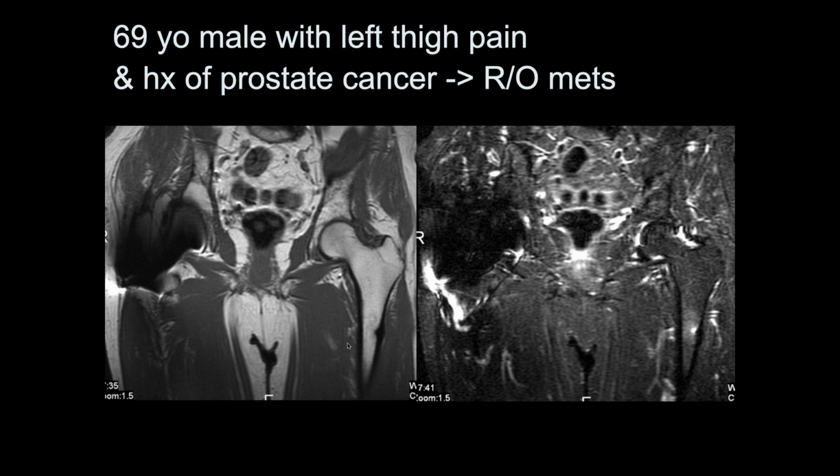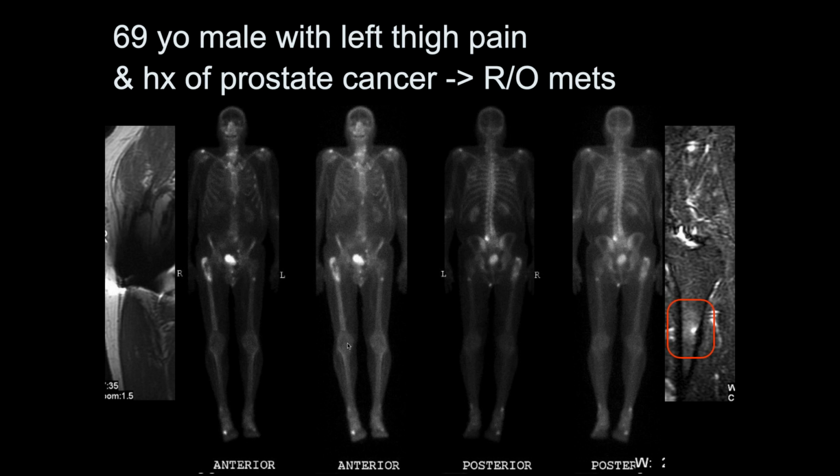Okay, 69-year-old male, left thigh pain, history of prostate cancer, rule out mets. See a right hip arthroplasty. So we see an area of bright signal on STIR, in the subtrochanteric proximal femur, on the lateral aspect, and it has increased radiotracer uptake on bone scan.